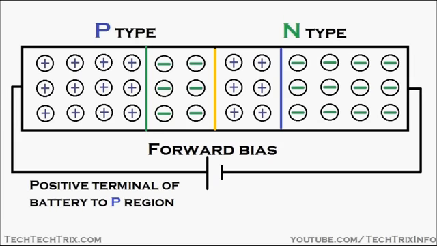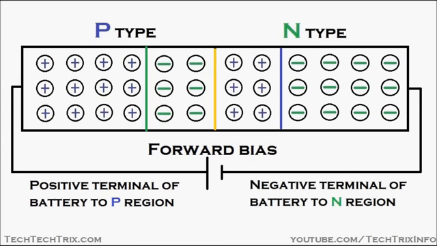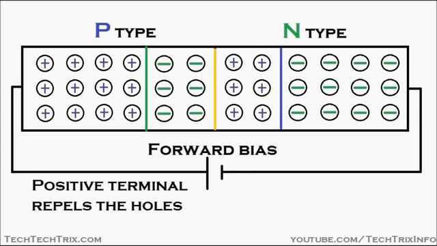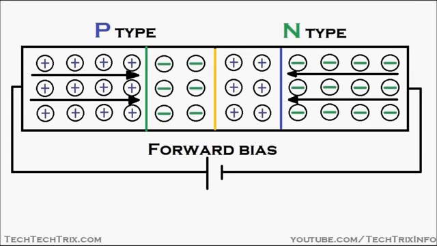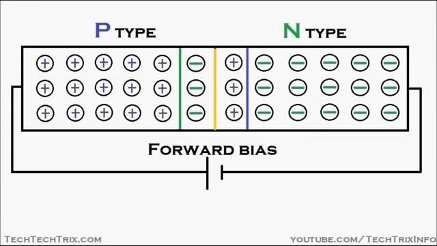In forward biasing, the positive terminal of the battery is connected to the P region of the PN junction, and the negative terminal of the battery is connected to the N region of this PN junction semiconductor. You can see the positive terminal repels the holes in the P region, and the negative terminal repels the electrons towards the junction in the N region. So a pressure is acting towards the junction, and this results in the junction shrinking. You can see the junction is shrinking there.